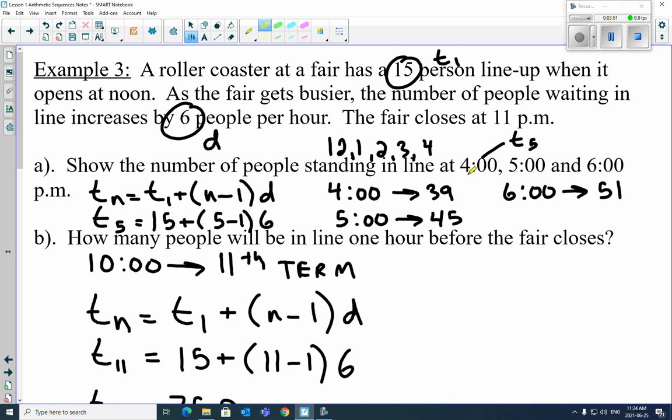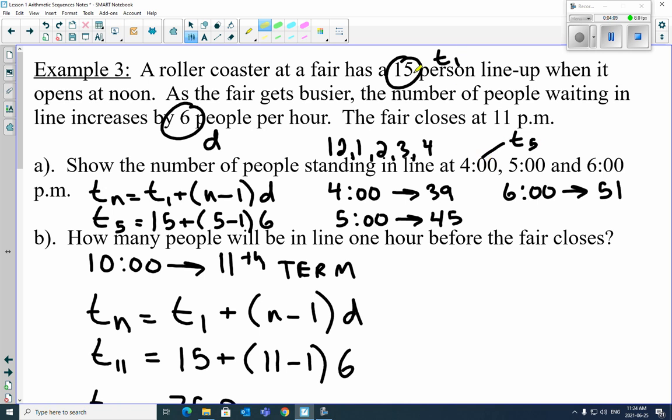4 o'clock is actually t to the 5. And you're thinking, well, no, that can't be right because that should be t to the 4. But no, it opens at noon. So look, we've got 12 as the first one, 1 o'clock, 2 o'clock, 3 o'clock, 4 o'clock. And if you count the number of terms, there's 5 there. So don't make that mistake. At 4 o'clock is t to the 5.